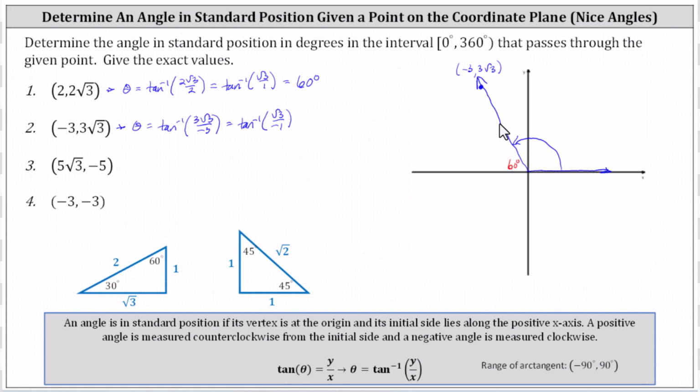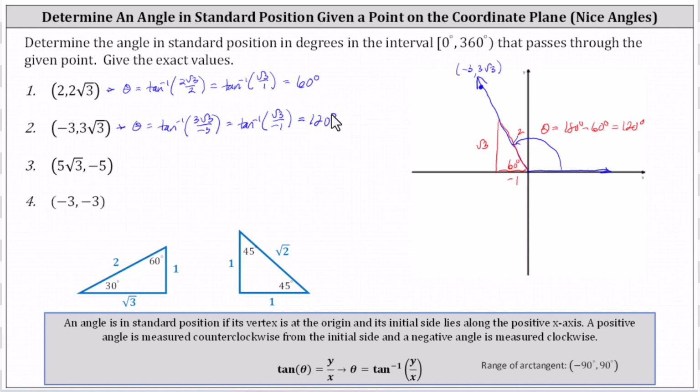Notice if we sketch a reference triangle, we would label the short leg negative 1, the hypotenuse 2, and the long leg positive √3. Notice this reference triangle does give us a tangent function value of √3 divided by negative 1, which indicates the angle we're looking for, this angle here, is equal to 180 degrees minus the reference angle of 60 degrees, which equals 120 degrees.